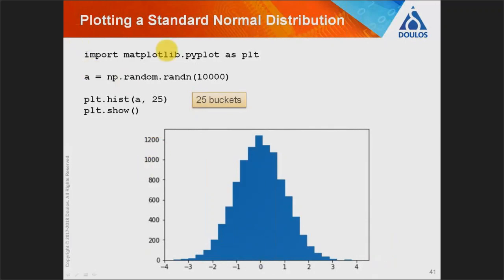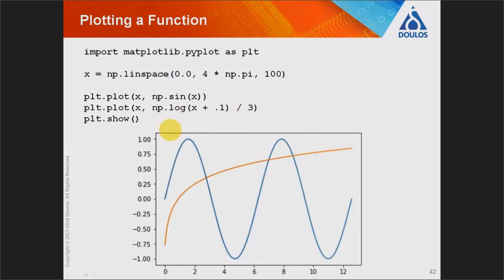So here again, we're importing a Python module, renaming it to PLT, generating a standard normal distribution of numbers with a single line of code, then plotting that as a histogram with 25 buckets. Similarly, you can do line plots in an extremely straightforward way, making use of the pyplot module. There's a massive range of functions available.